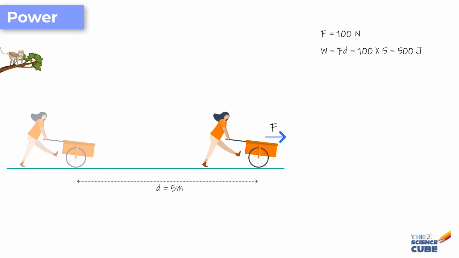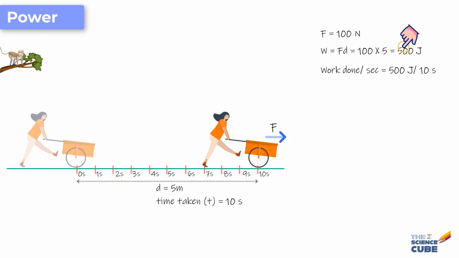However, if you're also given the information that this displacement happened over a period of 10 seconds, then you can calculate the work done every second, or per second, simply by dividing the total work done, that is 500 joules, by the time taken, that is 10 seconds. Or you have done 50 joules of work every second, which in simple math is an average.